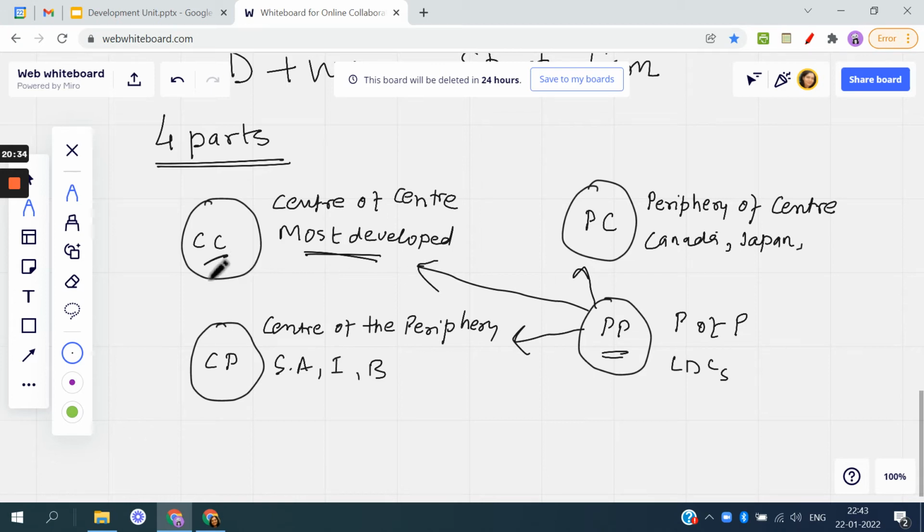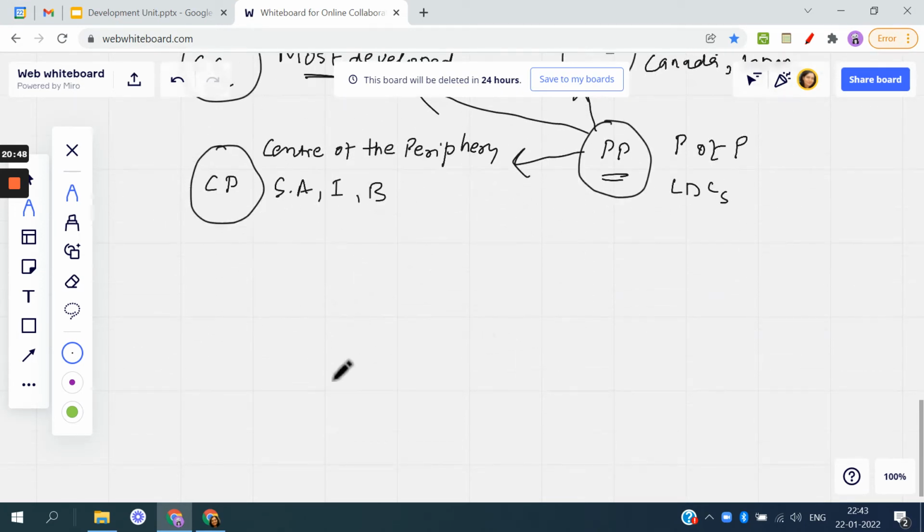And then you have the CC, the core of the center of the center, which is sending its manufactured goods to PC, to CP, and to PP. I hope this model is clear to you. This is how this world is working, right? Now there are three assumptions in this one.